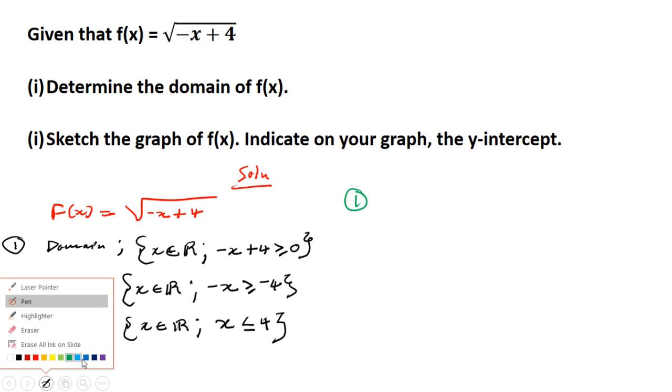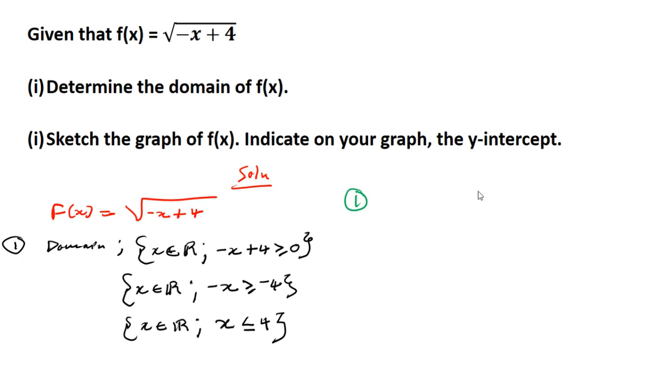Expressing the y-intercept. If you look at this graph, the y-intercept is where x is 0. So you can simply say y is equal to the square root of negative x plus 4. When you put x as 0 there, y is equal to the square root of 4, and this will give you a 2. So the y-intercept in this case is just 2.